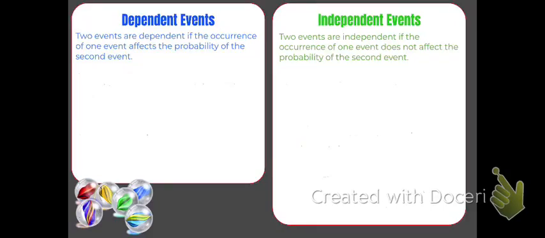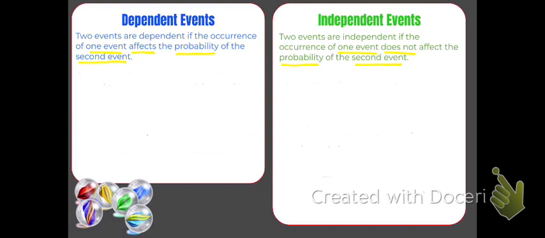I'm going to talk through the difference between dependent events and independent events. Two events are dependent if the occurrence of one event affects the probability of the second event. Two events are independent if the occurrence of one event does not affect the probability of the second event.